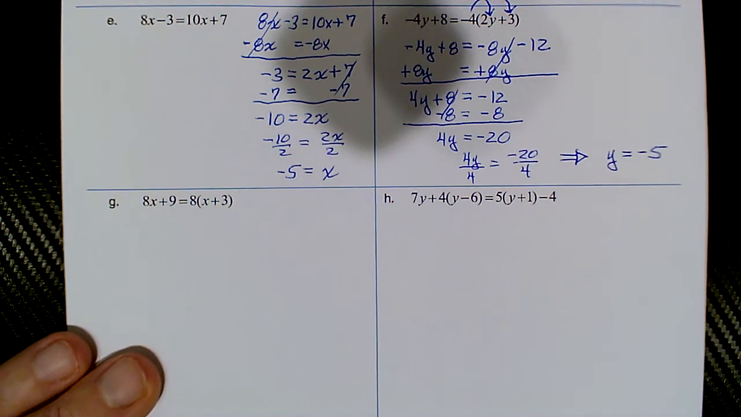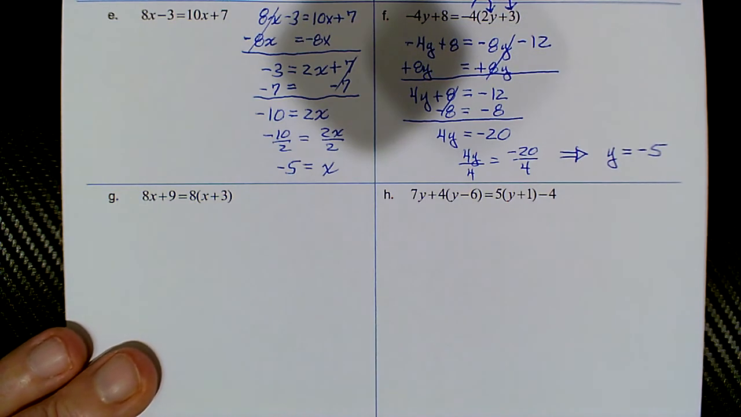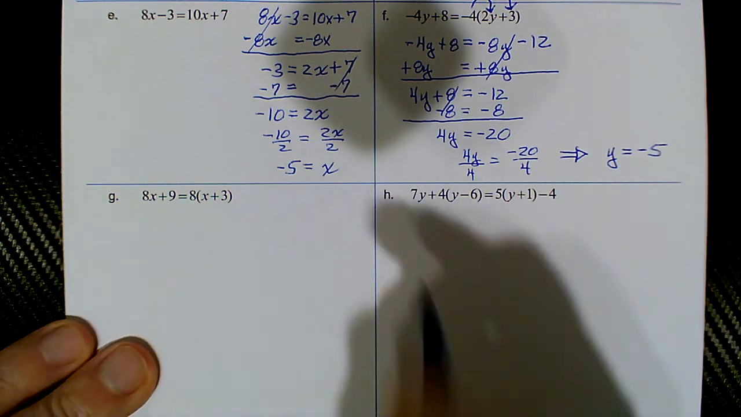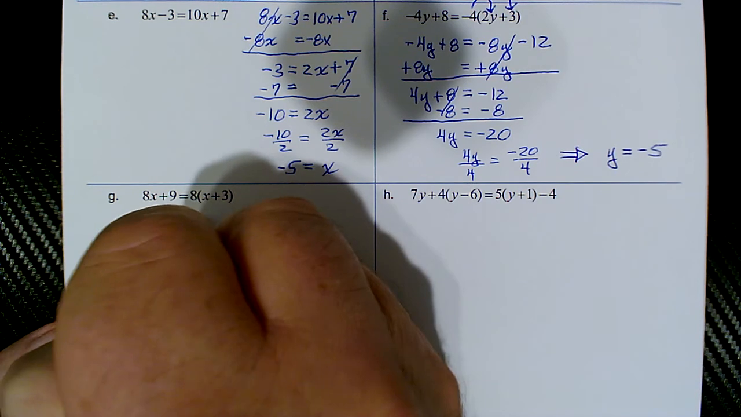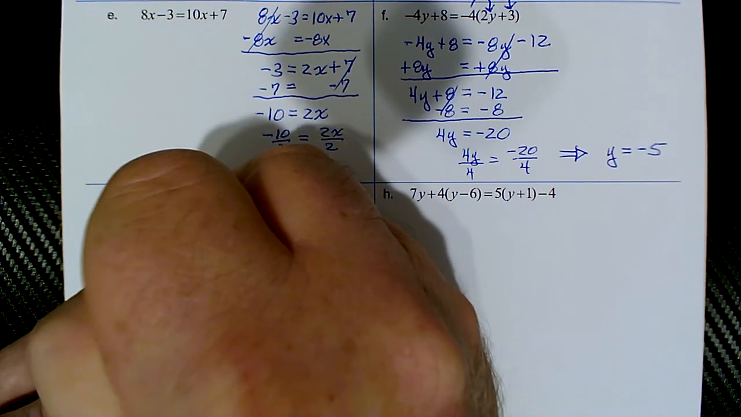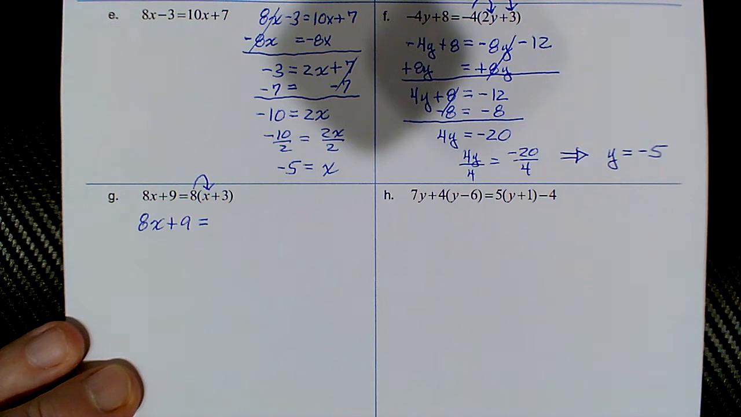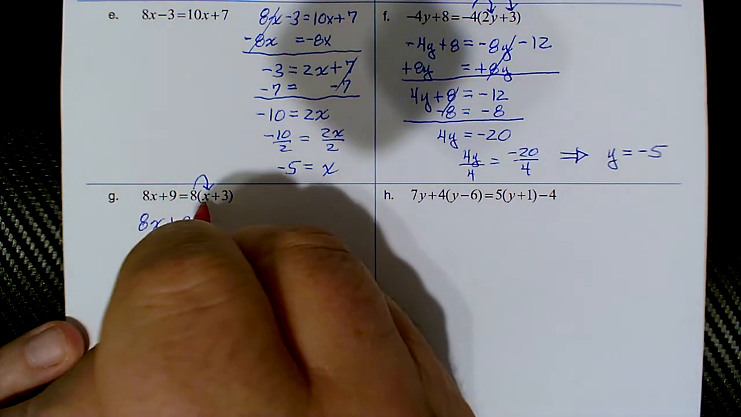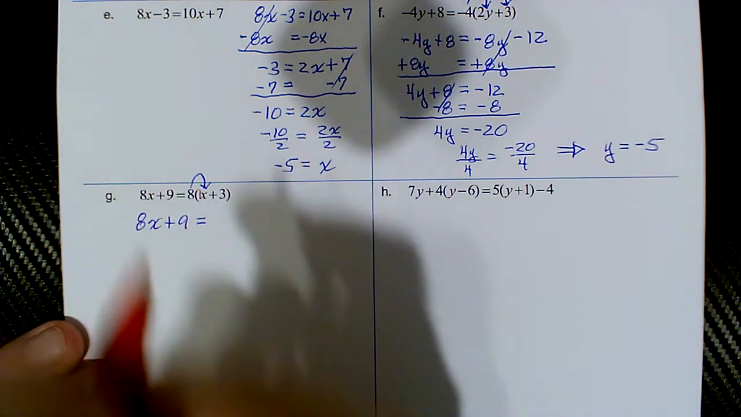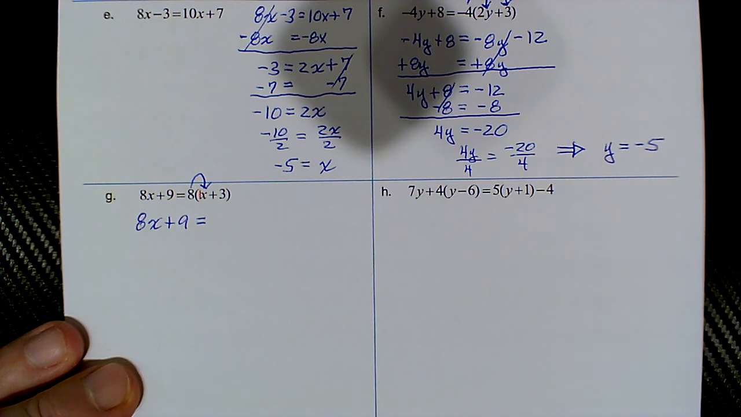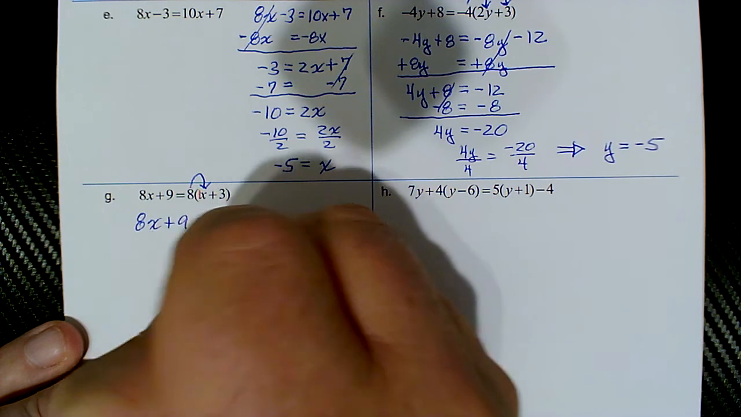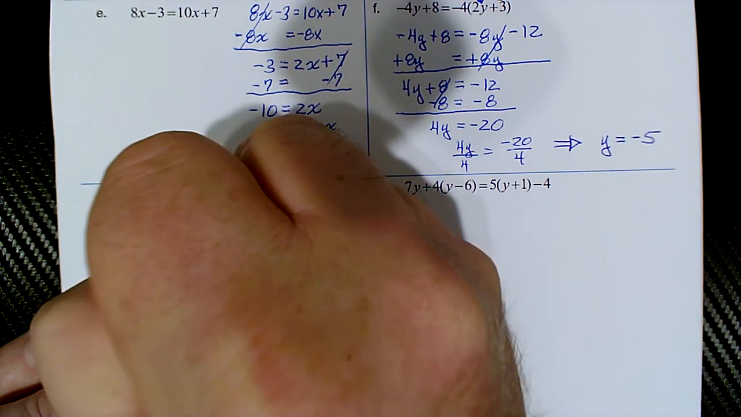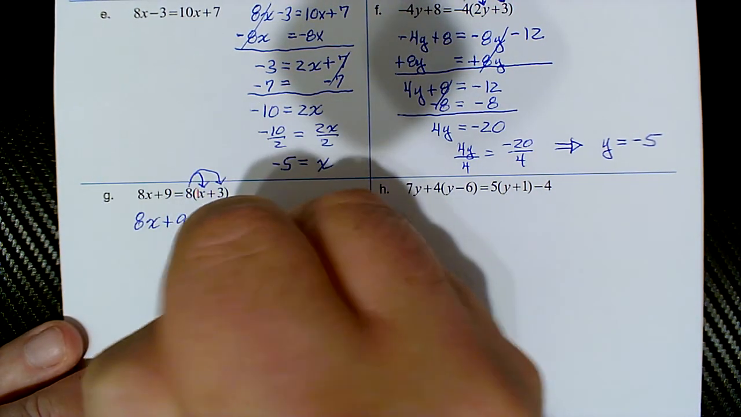Okay, so letter G looks the same as letter F, but something interesting is happening here. Because when we recopy the left-hand side, and the equals, of course, we're going to distribute the 8 as normal. And remember, if you just see the x, it's understood that it's 1x. You can slide a 1 in there if you like. And 8 times 1 is 8, so 8 times x is just 8x. And then we distribute that 8 to the 3, and 8 times 3 is 24.